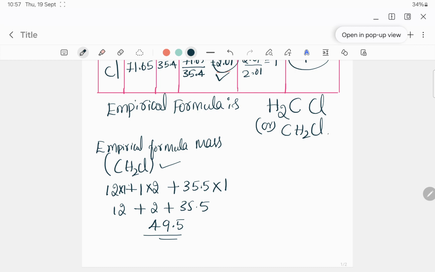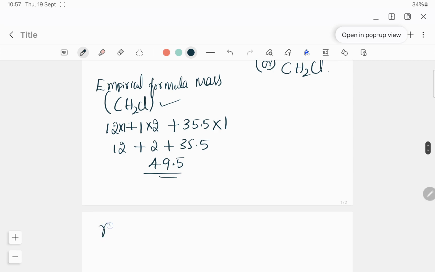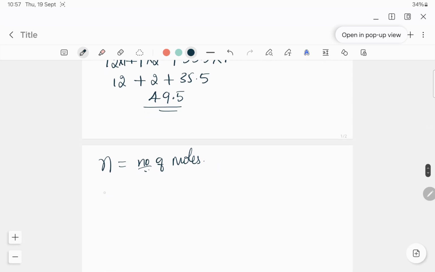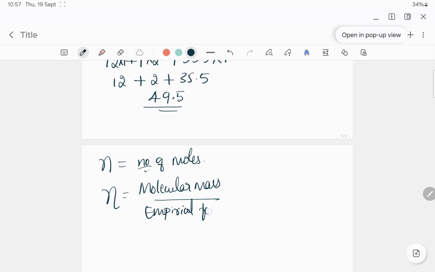Next, we need to calculate the N. N is nothing but the number of moles. How do we calculate the N? Number of moles is equal to molecular mass divided by empirical formula mass.